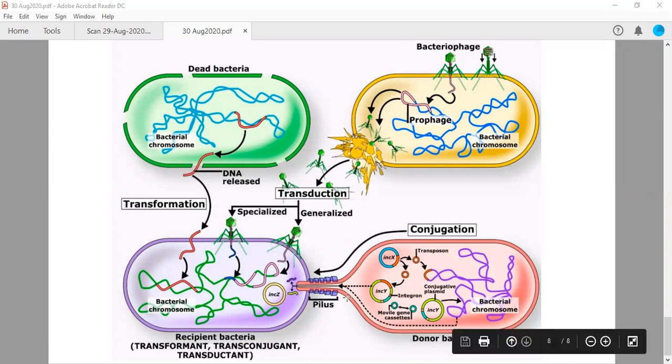And in the process of conjugation, if the genes are coming by conjugation and they are integrated inside the bacterial chromosome, then they are called transconjugants. So these are the same terms, but actually these recipient bacteria are evolving due to different processes. Therefore, they are given different names for the recipient bacteria which are able to integrate genes from some other bacteria by either of these three processes. If you have a query, please ask me. Otherwise, I will continue.